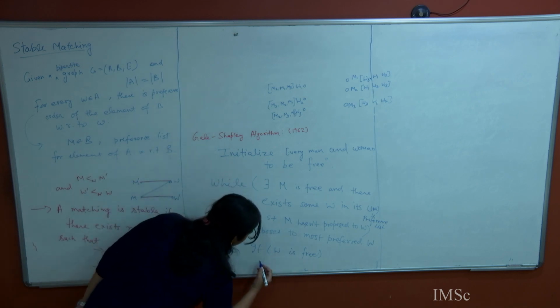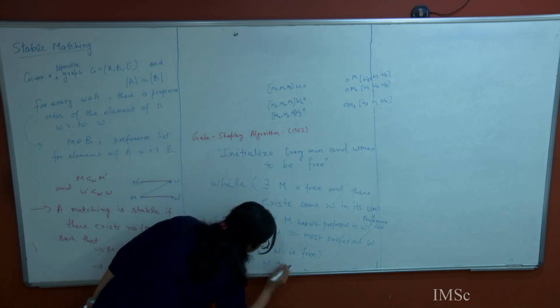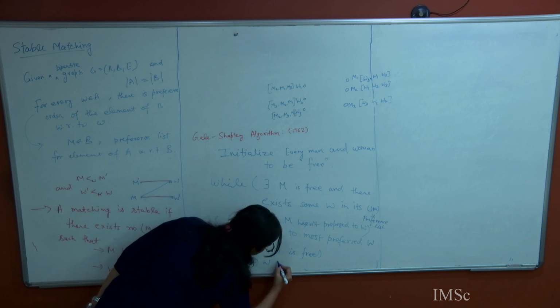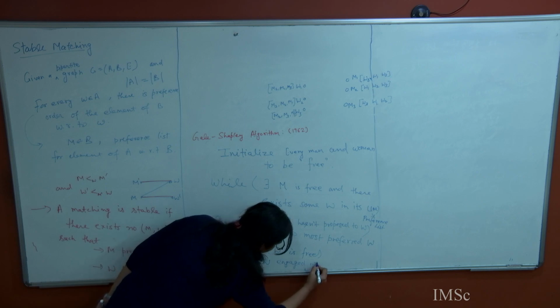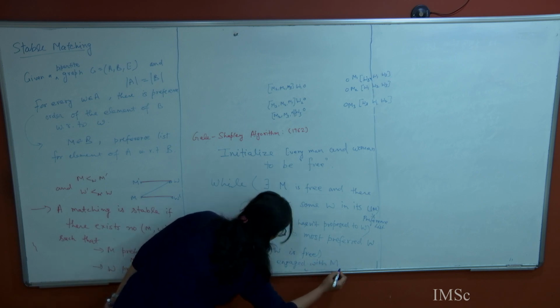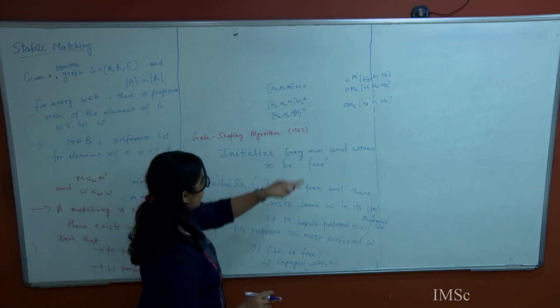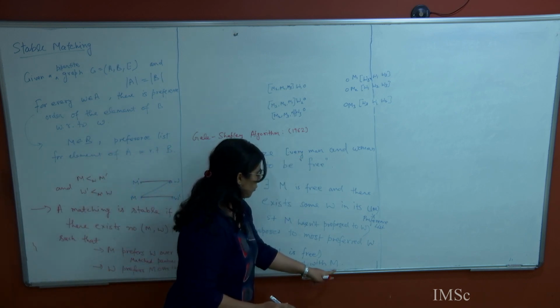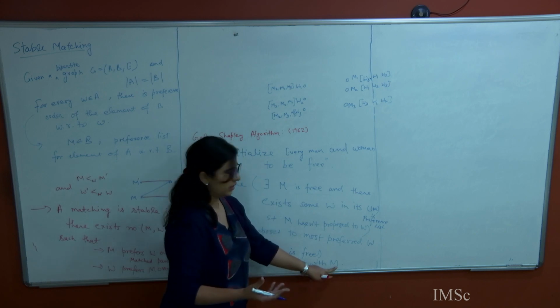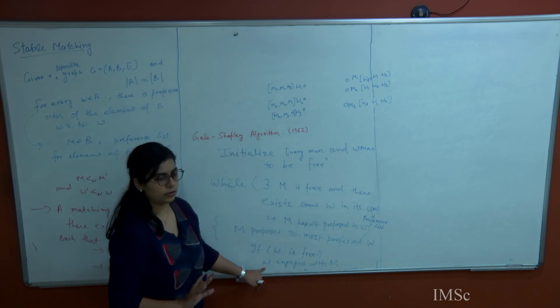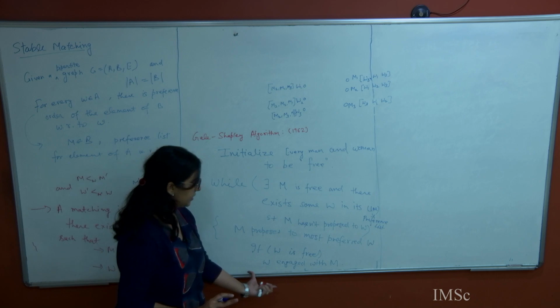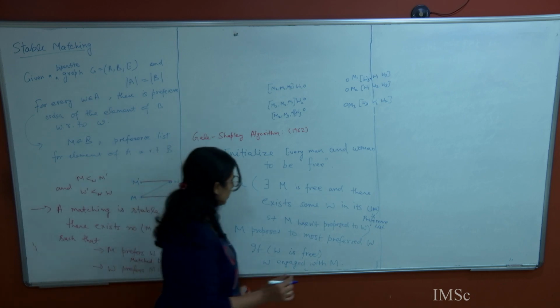So, if W is free, W accepts M and W engages with M. Okay. So, we will change the status for M, that now it is not free, M is engaged, and W is also engaged. Okay. So, we will change the status here that W and M are engaged.